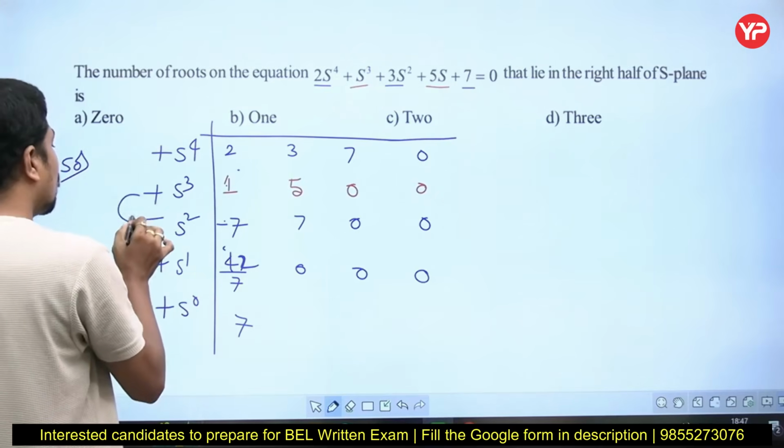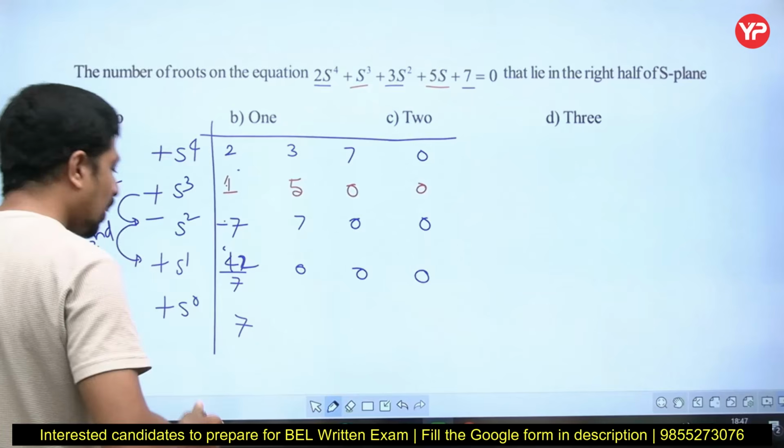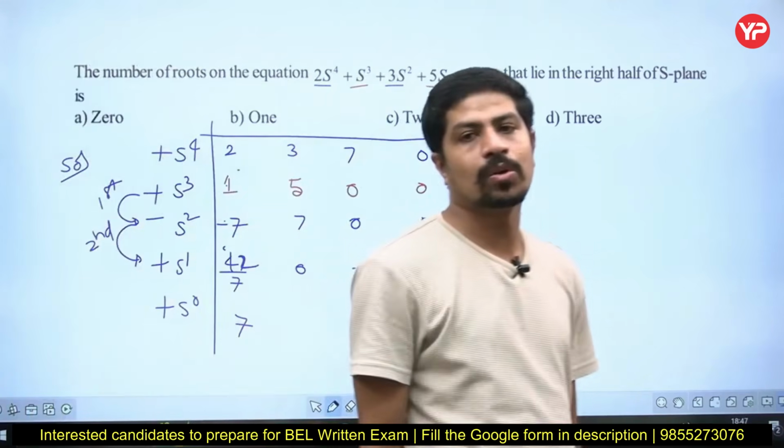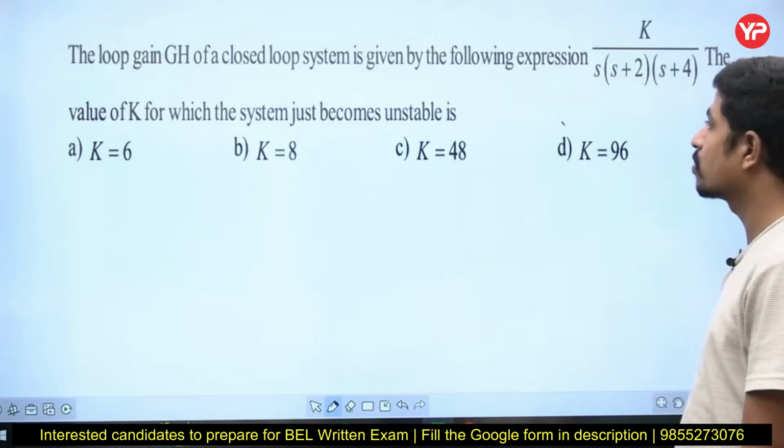How many sign changes are there? Plus to minus, minus to plus. This is the first sign change, this is the second sign change. There are 2 sign changes, therefore number of RHP poles is equal to 2. Right? Next question please.